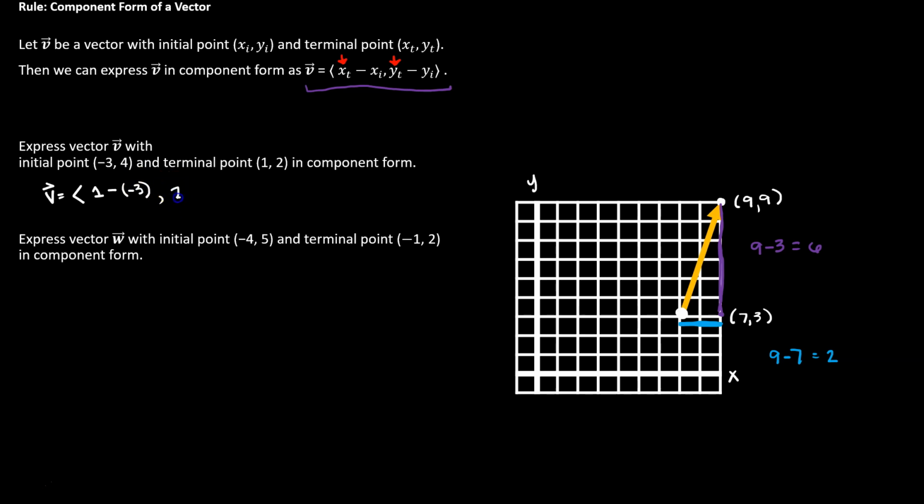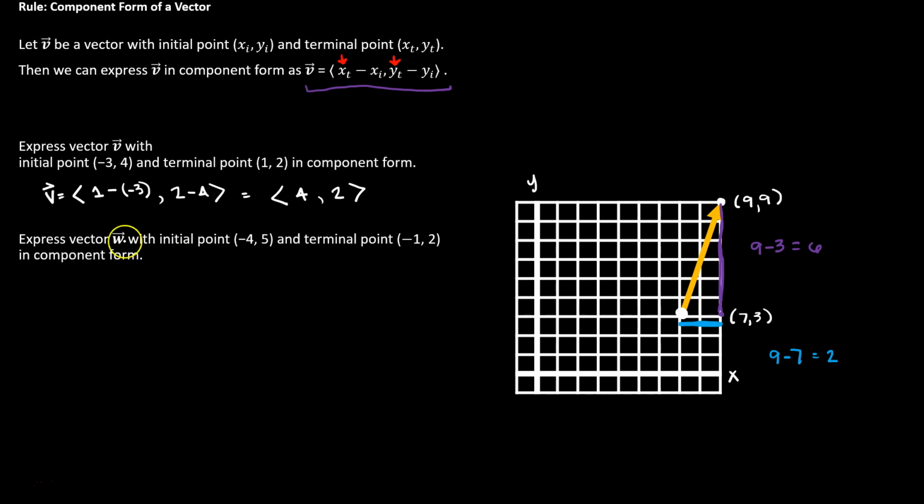So the terminal point has a y component of 2. The initial point has a y coordinate of 4. So we have 2 minus 4. And then we can subtract those. 1 minus -3 gives us +4. 2 minus 4 is a -2. So the component form for the vector with an initial point at -3, 4 and a terminal point at 1, 2 is in pointy brackets 4, -2.